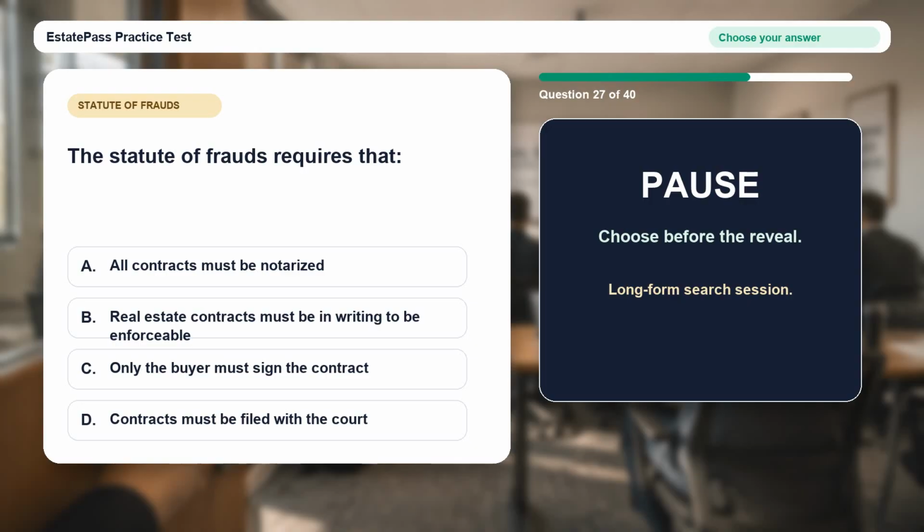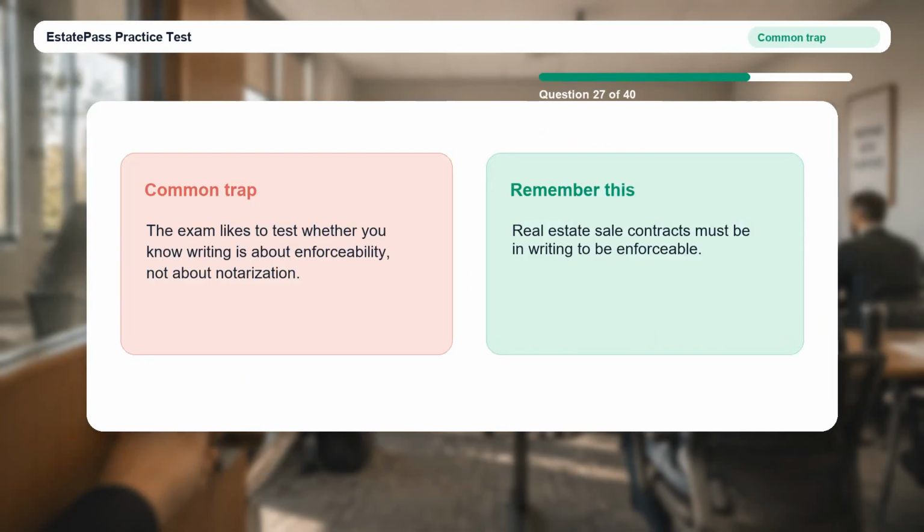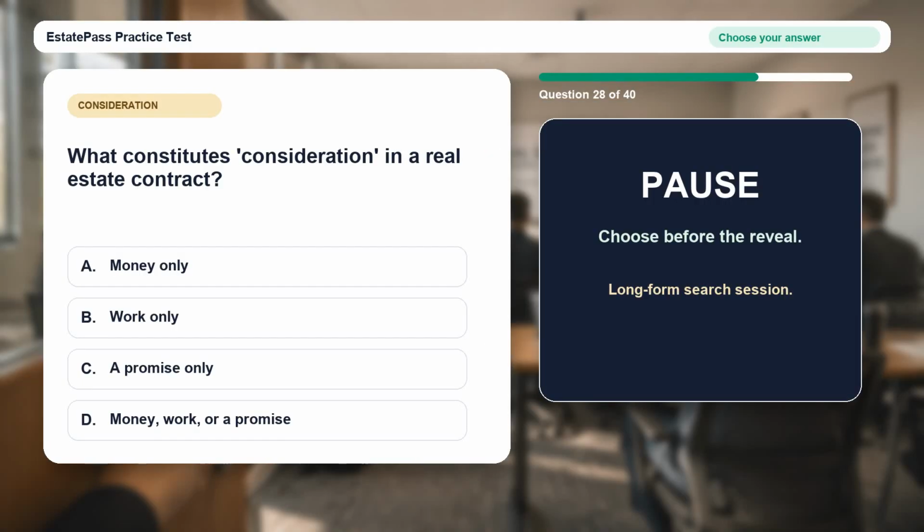Question 27. The statute of frauds requires that. Your choices are A. All contracts must be notarized, B. Real estate contracts must be in writing to be enforceable. The correct answer is B. Explanation. The statute of frauds requires certain contracts, including those for the sale of real property, to be in writing. Common trap. The exam likes to test whether you know writing is about enforceability, not about notarization.